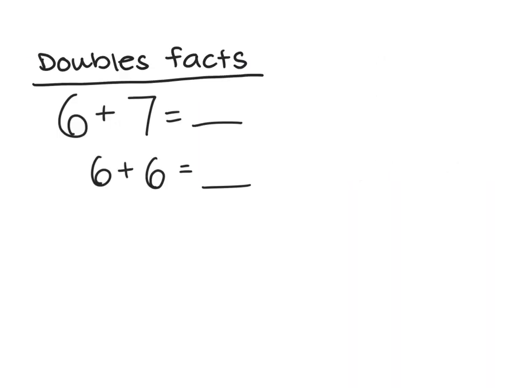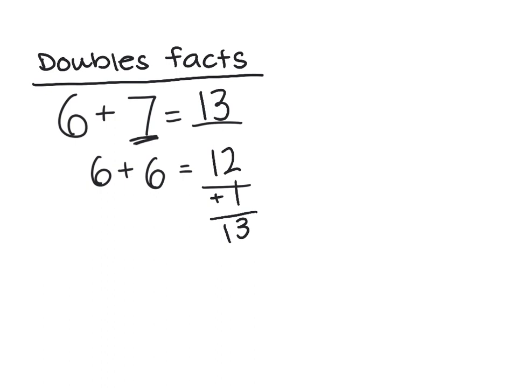Last week, we talked about using doubles facts to help us solve addition problems. So to solve 6 plus 7, we can use a doubles fact of 6 plus 6, which equals 12. Now we know that 7 is 1 more than 6, so we need to add 1 to this 12, and we get the sum of 13. That means 6 plus 7 equals 13.